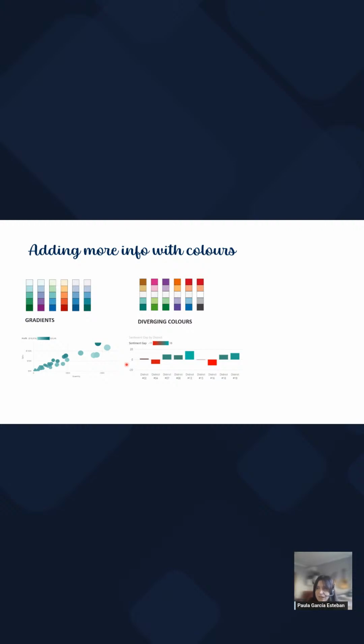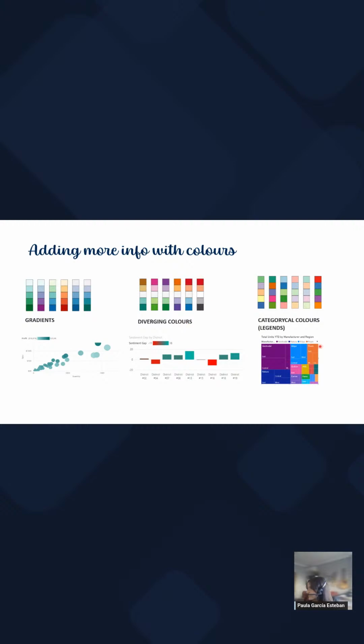Okay, then we can also use diverging colors that focus our attention on the extremes. For example, here, if I want to identify quickly the maximum and the minimum, we are using color and directing our attention to the highest and the lowest using these diverging colors. And finally, of course, the categorical colors. We have legends, okay? And these help us to categorize things. It's the most common use of color.